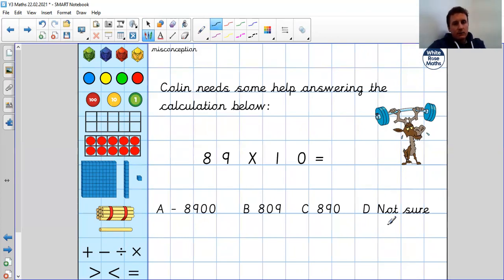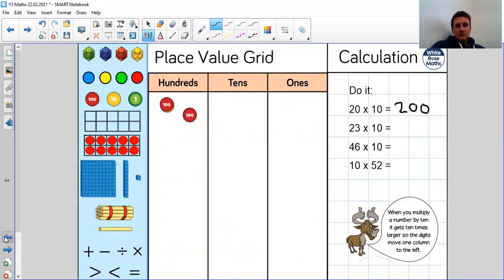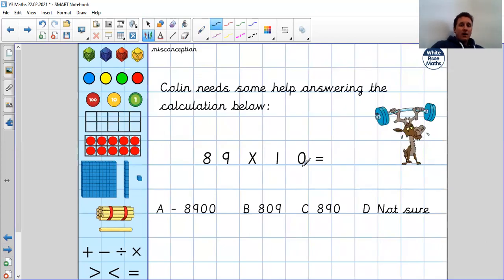All right, pause the video now. You can have a quick chat about it. See if you can use your reasoning, and try and start using the language that Colin has been using. When you multiply a number by 10, it gets 10 times larger. So the digits move one column to the left. If you know that 89 times 1 is 89, well, what is 89 times 10? Hopefully you've had a discussion now and know that for 89 times 10, you're just adding a 0 on the end of it to make 890.